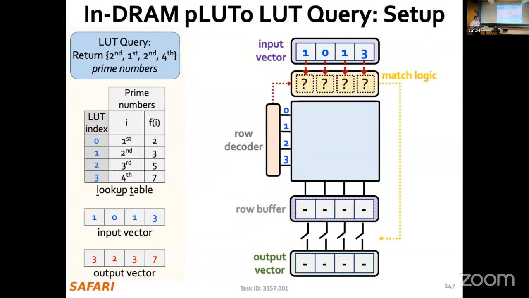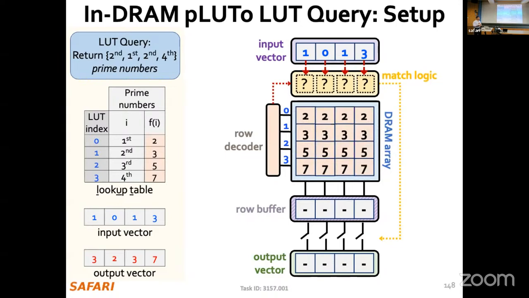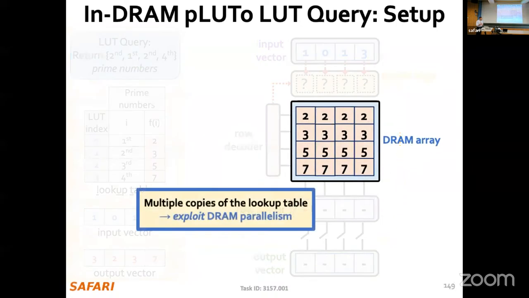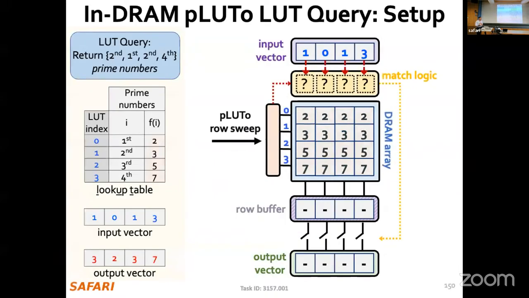I'm also going to have some matching logic between the row that I'm currently accessing and the input vector. And I'm going to store several copies of my table inside the DRAM array itself, so I can have really high throughput for this lookup table operation.